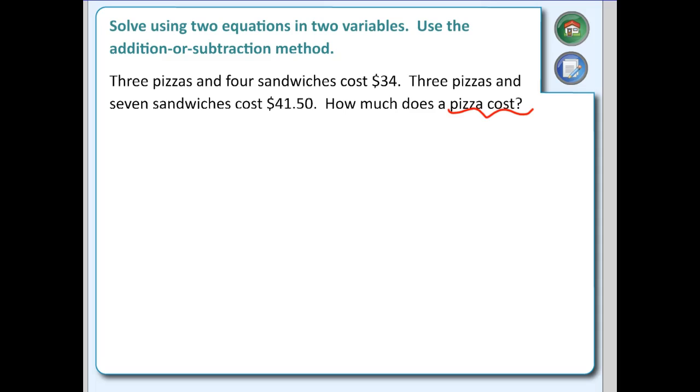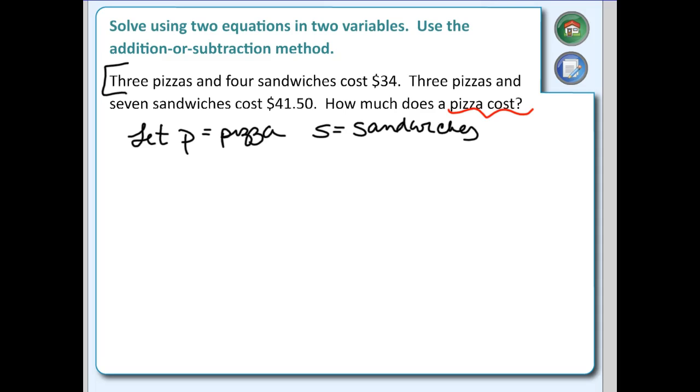Now, a little bit different setup, but we're going to see a lot of these as we go through. But we're still trying to figure out 2 things. We're trying to figure out pizzas and sandwiches. So I'm just going to let P equal pizza, and I'm going to let S equal sandwiches. First sentence, first equation: 3 pizzas plus 4 sandwiches equals $34. Equation number 2.